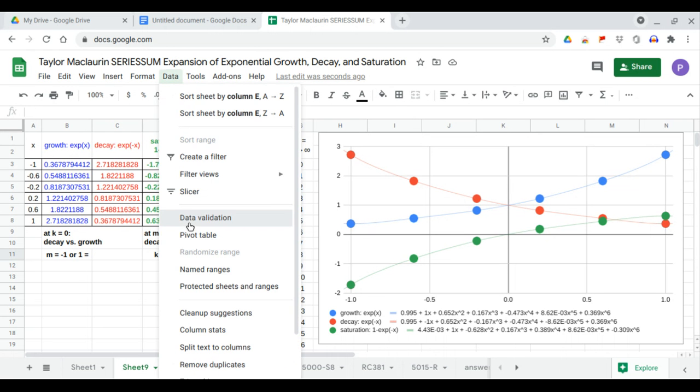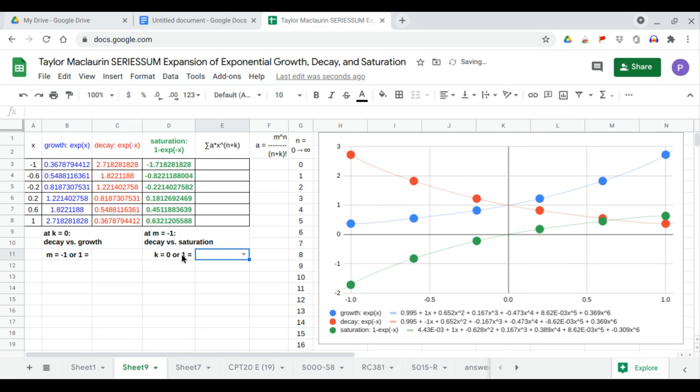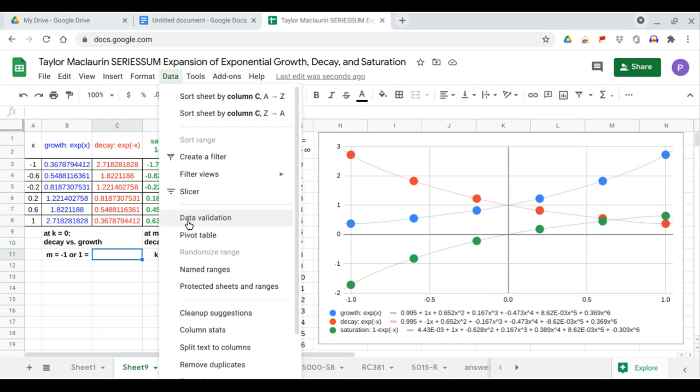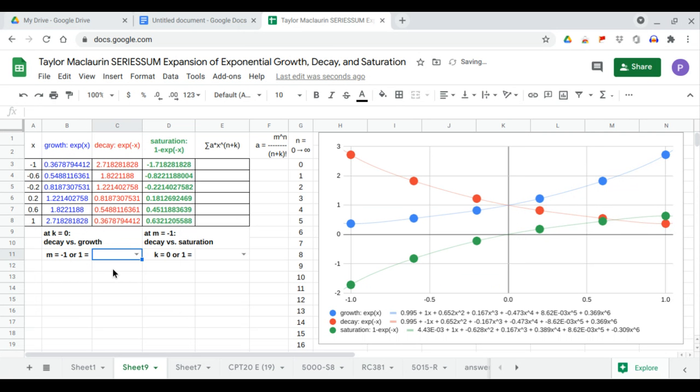So data validation, and list of items 0 or 1. That is, if it is decay 0, saturation is 1. And value of m will be -1 or 1. So data validation, list of items, -1 or 1. So the value of m at k equals 0, we'll be comparing the decay and growth. At k equals 1, we'll be comparing decay and saturation.